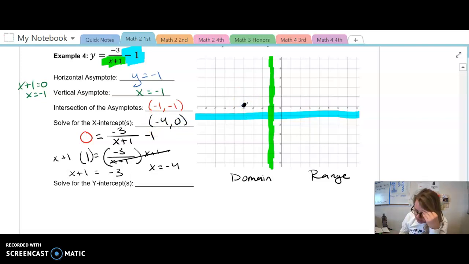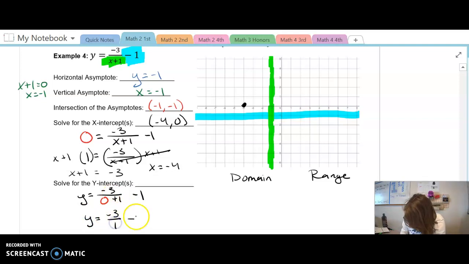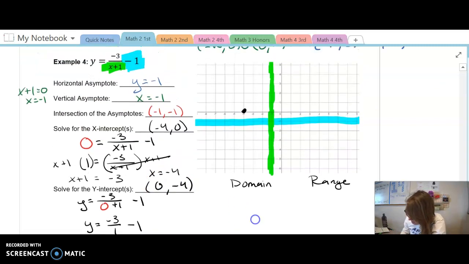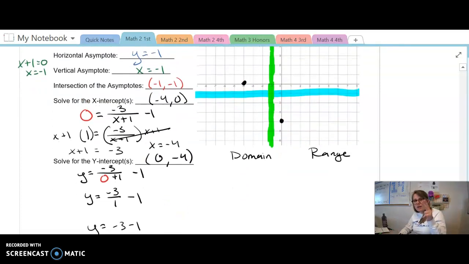All right, so then I have my y-intercept. So we have y equals negative 3 over x plus 1, but now it's 0 plus 1 minus 1. So we now are going to simplify. So we have negative 3 over 1 minus 1, and then we have y equals negative 3 minus 1, so y is equal to negative 4. Very similar to our x-intercept. So we have 0 comma negative 4. I'm going to go ahead and graph that. So 0 comma negative 4. All right. So now that I have my x and y, I can now graph. So it's going to look something like this.